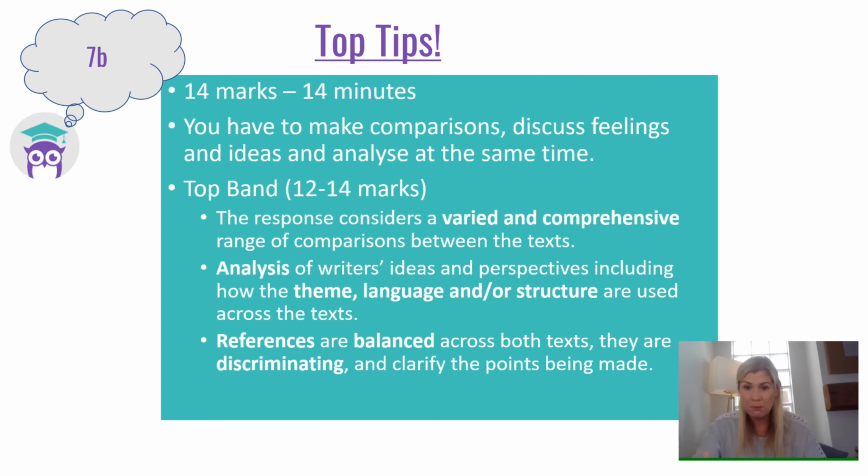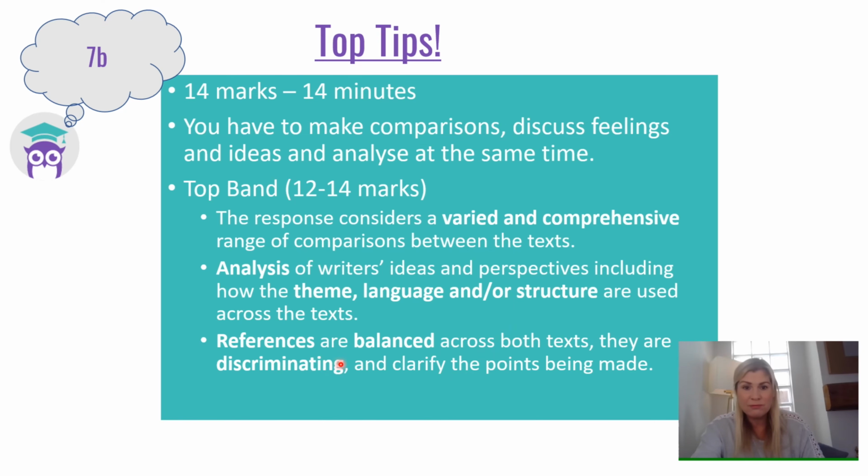And this is the actual mark scheme. This is what they're looking for at top band, so 12 to 14 marks out of 14. I mean, they are asking for a lot. So the response considers a varied and comprehensive range of comparisons. So you've got to be finding a good few examples. Analysis of writers' ideas and perspectives, including theme, language, and or structure. That's quite handy that it's and or. It's not like with question 3 where you're capped. So don't feel like you're thinking, oh goodness, I haven't made a structure comment. As long as you're analysing in some form, you can get the marks.